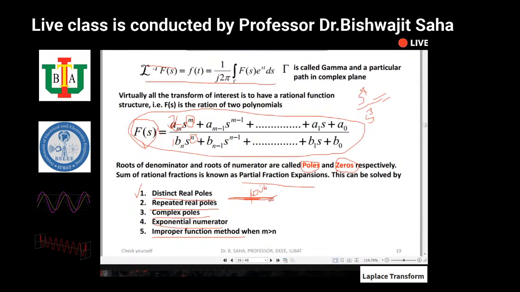Then we have the complex pole. A complex pole has both x and y axis values, like a pole situated here whose value is something like 5 plus j2. Then it is called a complex pole.